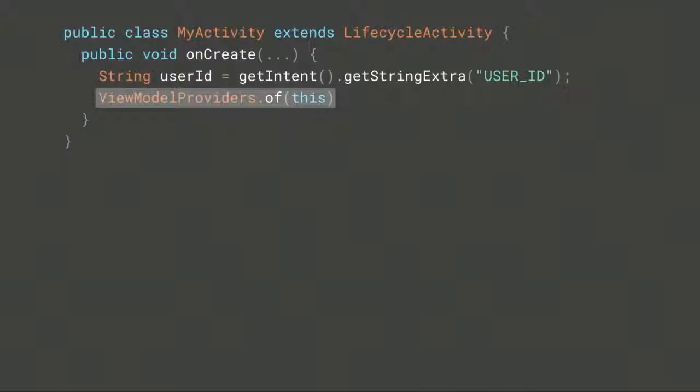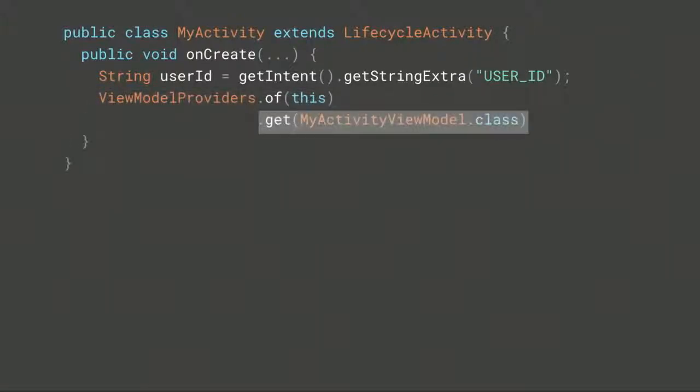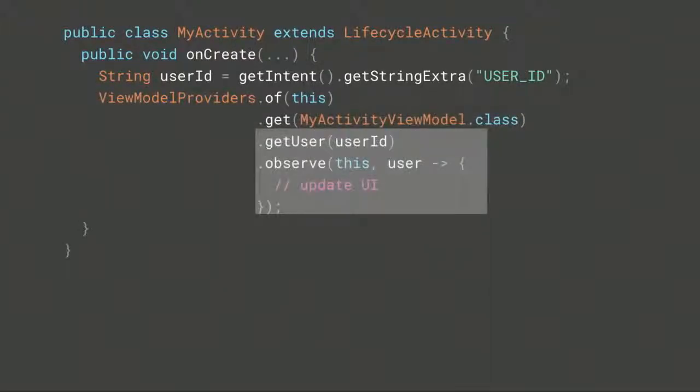We say, get the vModel providers of this. So each activity or a fragment has a vModel provider that you can obtain, and that vModel provider knows how to give you the vModel. So when you call get my vModel, the very first time you make this call, we will give you a new instance. When the rotated activity comes back, it's going to reconnect to the same vModel. And then the rest of the code is the same.